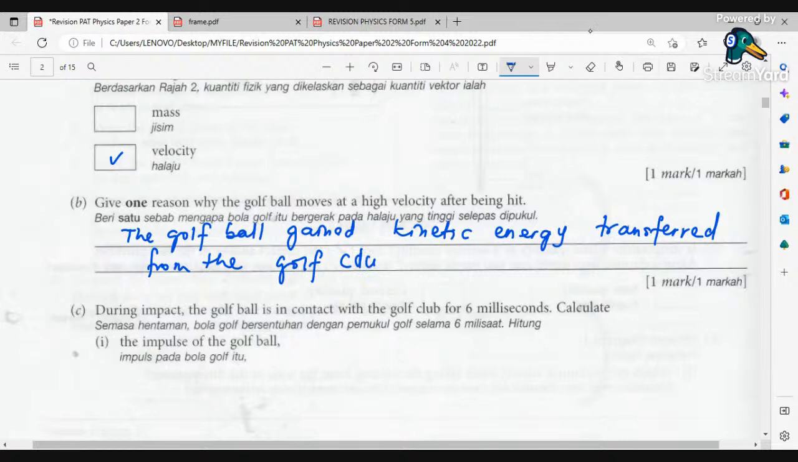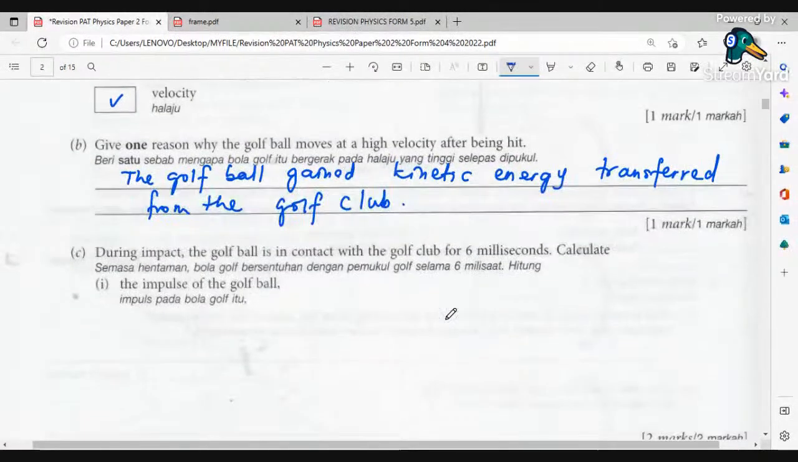Okay, after being hit, it receives energy from the golf club. As we know, when there is a collision, it will produce a change in momentum. So the ball will move due to energy gained by the ball, as energy is transferred between the two objects. Okay, C, during impact, the golf ball is in contact with the golf club for 6 milliseconds. What is this actually? We call it the time of impact or time of collision.